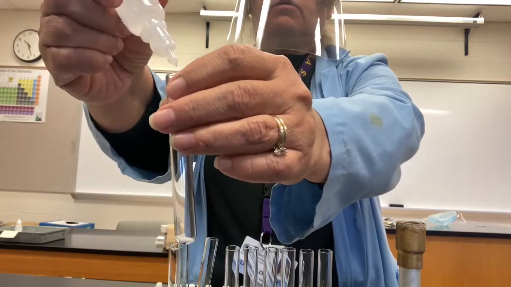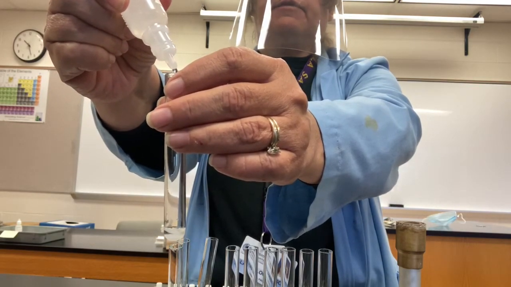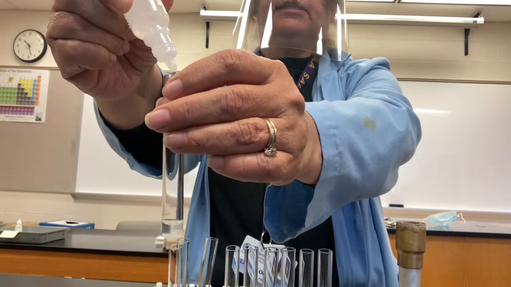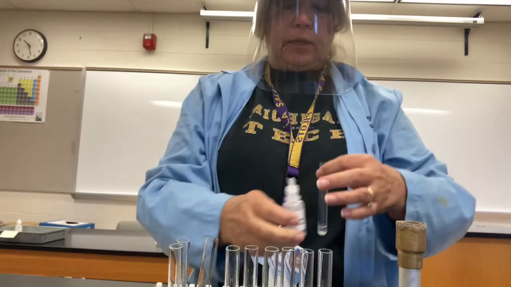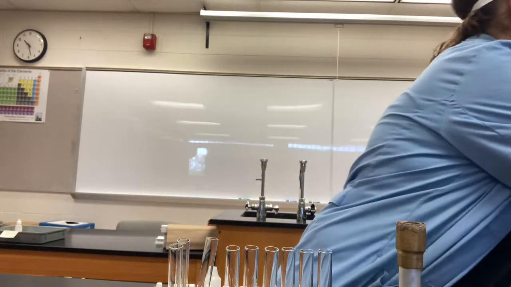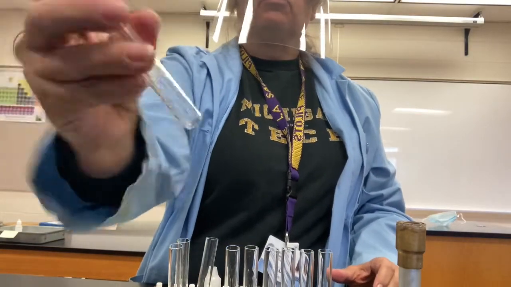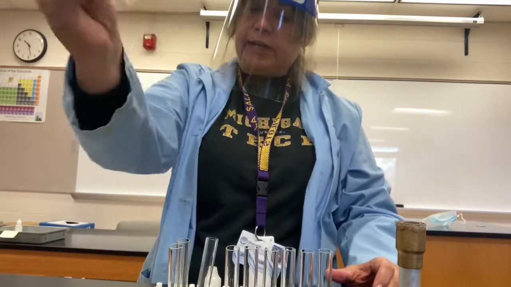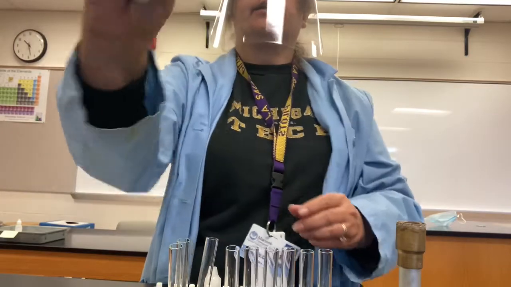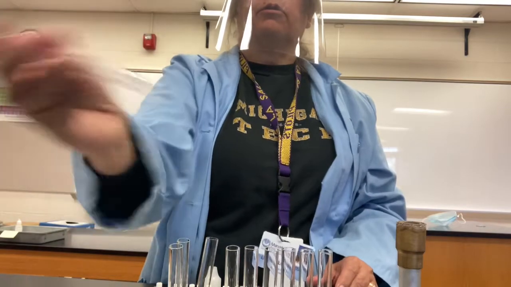So, 1, 2, 3, and so on up to 20. So there's 20 drops. We want to dissolve it. So I'll just put a little cap on this test tube, shake it up, and dissolve the table salt. This analysis is to check for the presence of chloride ion in this solution. Get it all dissolved.